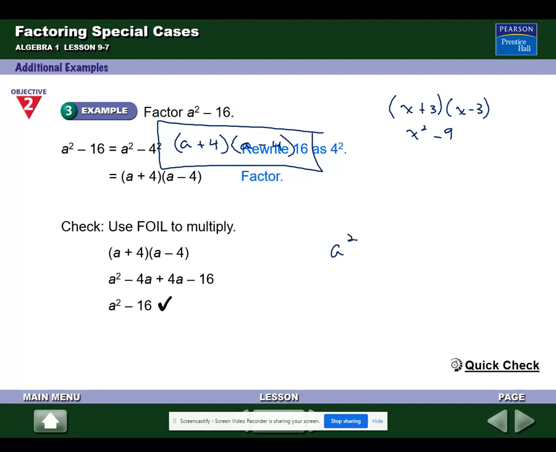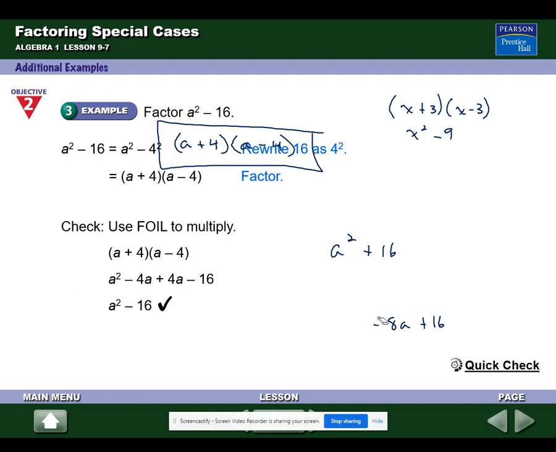Real quick. What if they gave you a squared plus 16? What if they said factor a squared plus 16? It's not a difference of squares. It's not going to be the same answer as we got above. Somebody might say, well, I think it's going to be a plus 4 times a plus 4. That is not correct either. If you multiply out a plus 4 times a plus 4, you're going to get a squared plus 8a plus 16. Okay, you're going to get a middle term. In truth, this is not factorable. Okay, so just watch out for that.